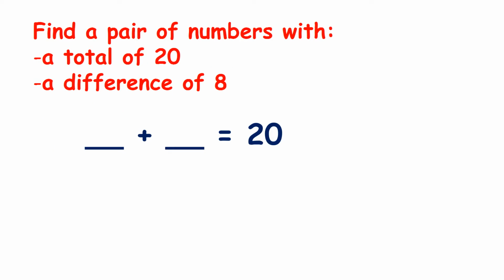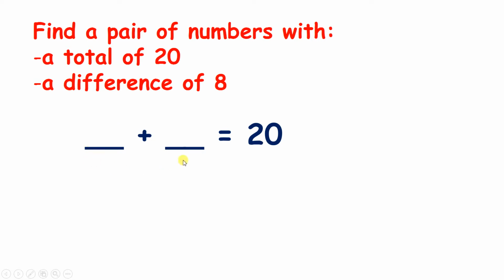Now find a pair of numbers with a total of 20 and a difference of 8. If we have 10 plus 10, we have a total of 20, but we have a difference of 0 because 10 minus 10 is 0. So our numbers aren't 10 and 10. If we try 11 and 9, that totals 20, but the difference is only 2, because 11 minus 9 is 2, and we need a difference of 8. So it's not 11 and 9.